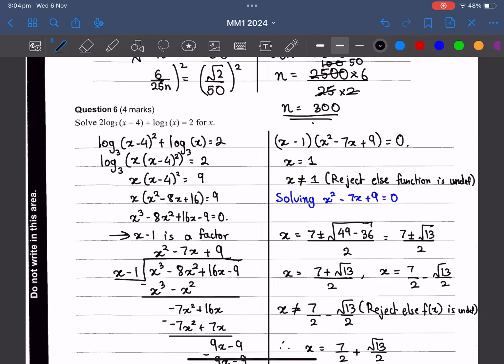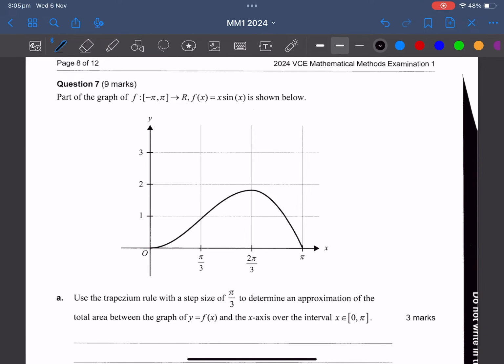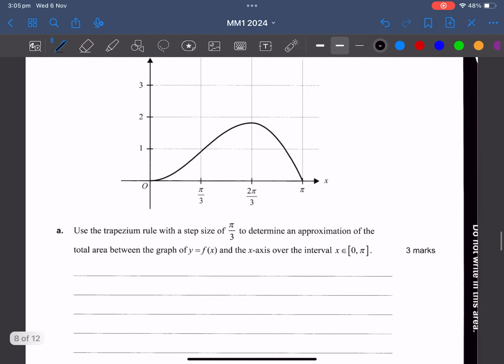So that will make up the 4 marks according to my assumption. Okay, so let's move on to the next question. Part of the graph f of x is shown below. Use the trapezium rule with a step size of pi on 3 to determine an approximation of the total area of y equals f of x and the axis over the interval 0 to pi.